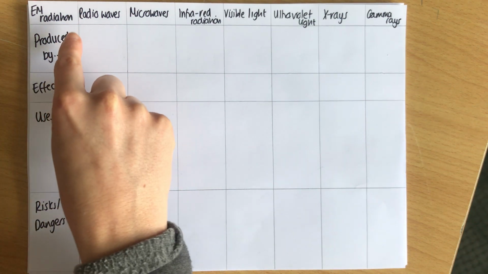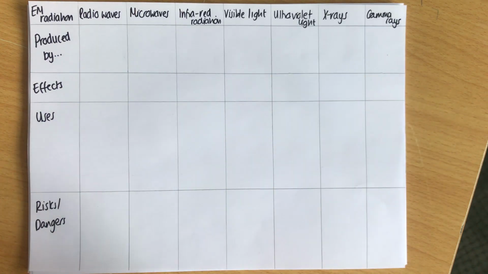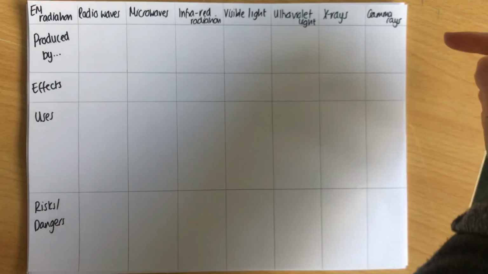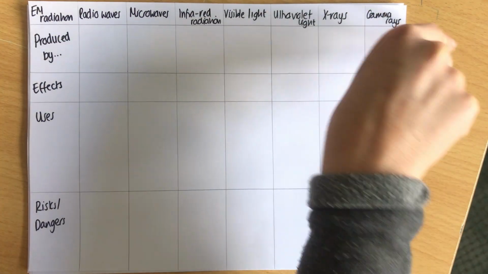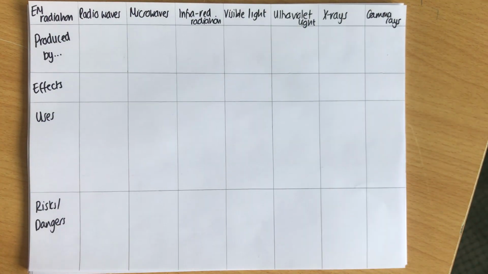Remember that radio waves to gamma rays, the only difference between these is the frequency and the wavelength of the wave, and that gives them different properties. And remember that wavelength is increasing this way, so radio waves got the longest wavelength, and frequency is increasing this way, so gamma rays have got the highest frequency, and they're therefore also the highest energy.